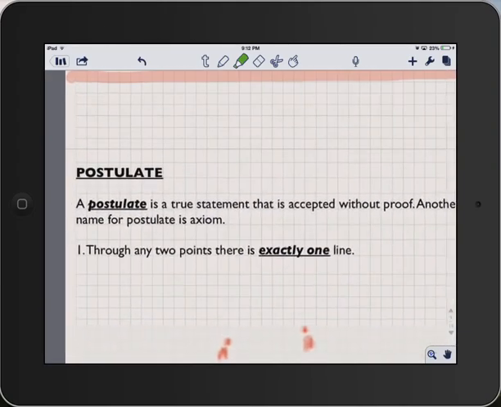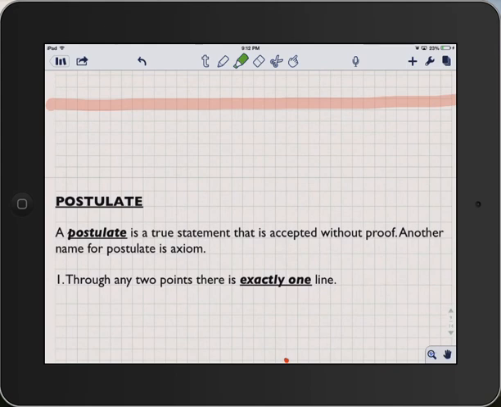And one more definition, we have the postulate. A postulate is a true statement that is accepted without proof. Another name for postulate is axiom. And we have a few postulates that we'll be going over. I think it's best if we put that in another video.